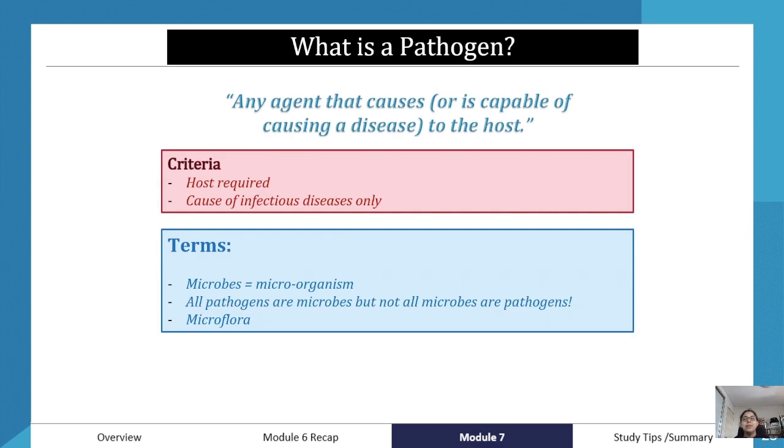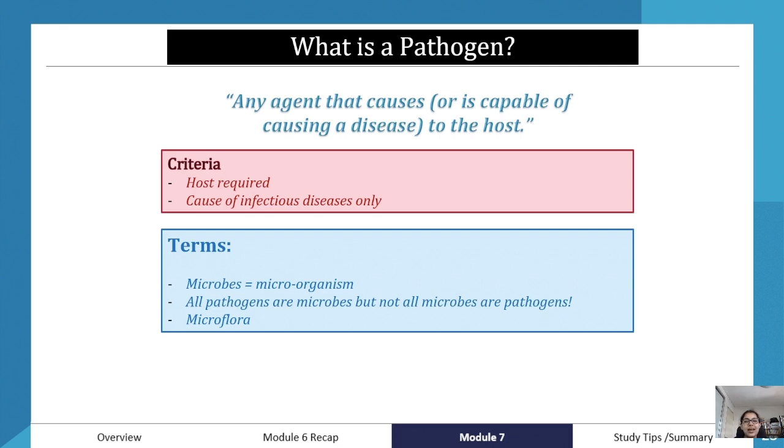So, what is a pathogen? A pathogen may be a word that you have probably heard, or not. Yeah, probably heard now after the pandemic, but you may or may not have heard. So, a pathogen is any agent that causes or is capable of causing disease to the host. So anything that causes a disease and obviously endangers the host.